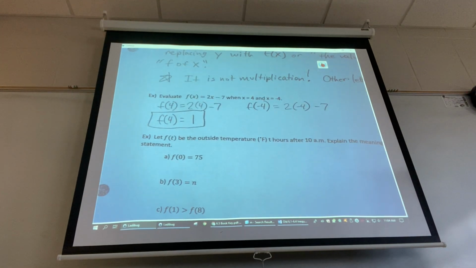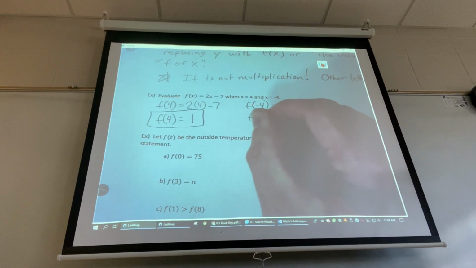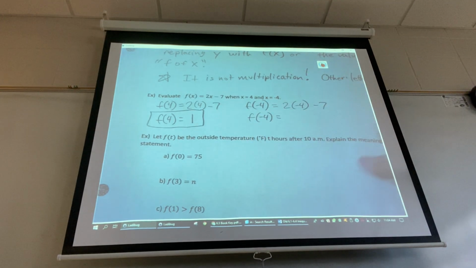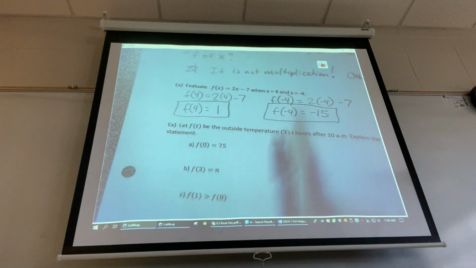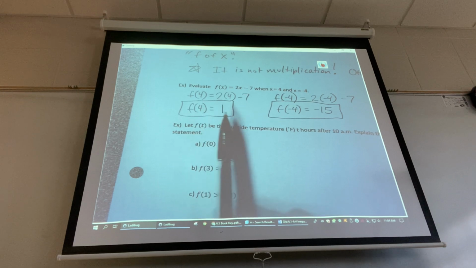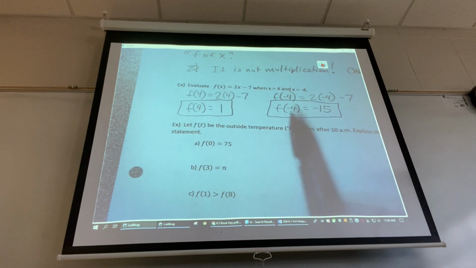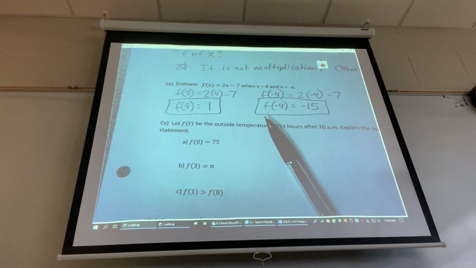And then on the right-hand side, you'll go ahead and multiply, get negative 8, negative 8 minus 7. So what's the function's value? Negative 15. And again, take a look at this answer. When you write things in function notation, you can easily say, oh, when we used 4, we got 1. When we used negative 4, what did we get? Negative 15. Are you guys starting to see the utility of this?